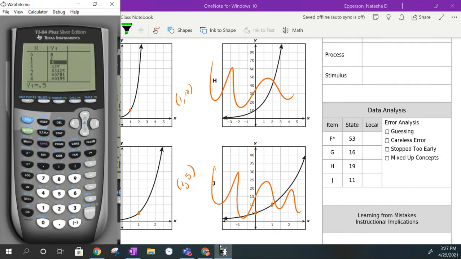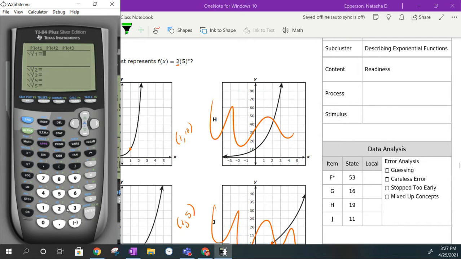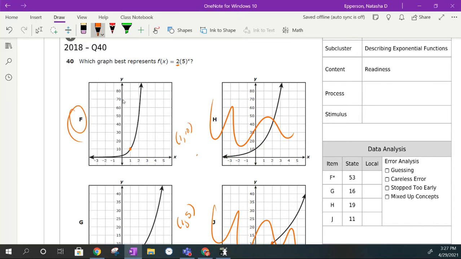So now let's go ahead and I'm going to graph this. So I'm going to clear, I'm going to do 2 parentheses, 5 to the power of x, and I'm going to do a second graph. And I'm going to look at 1. When x is 1, y is 10. So that gives me my answer F because it's not 1, 5.